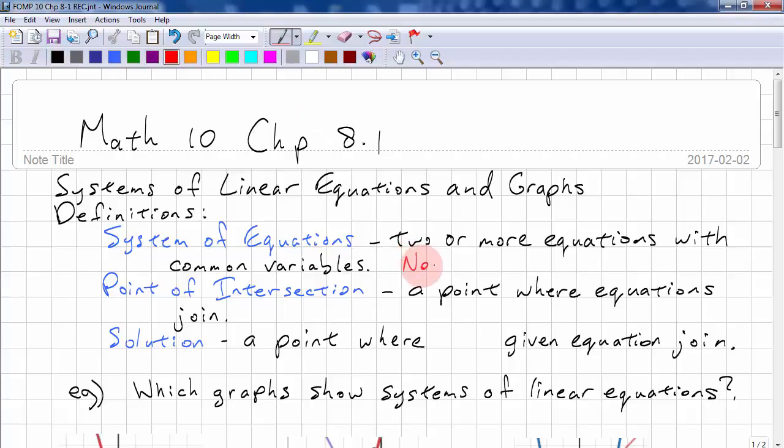And you'll note that I left out linear. Okay, we can have a system of any equations. But for now, we're going to be concentrating on linear equations.